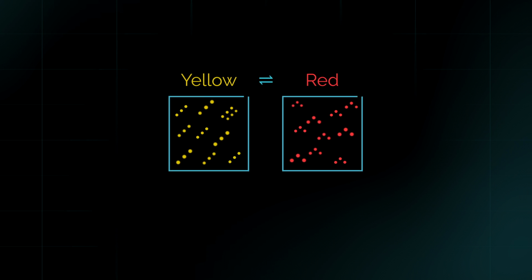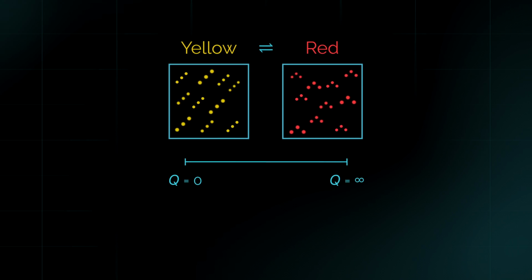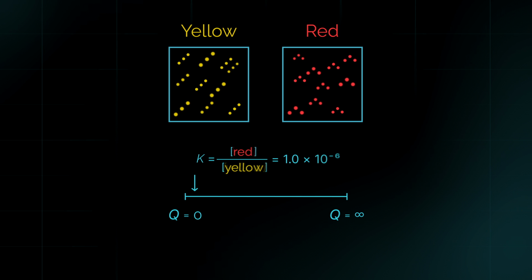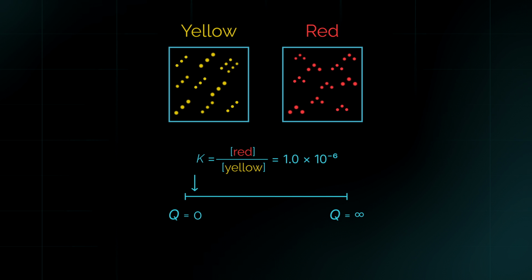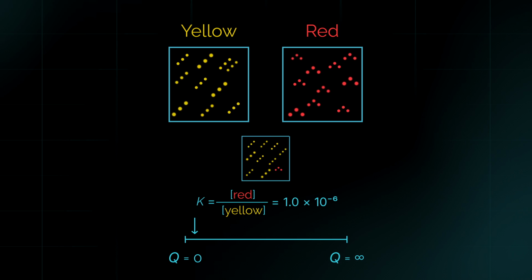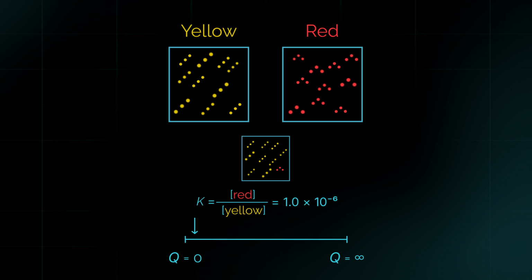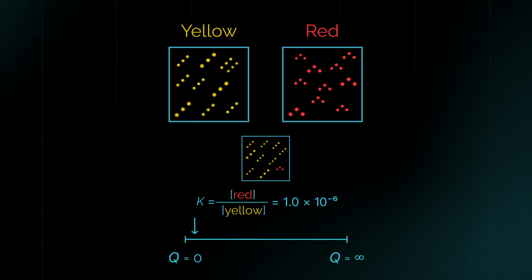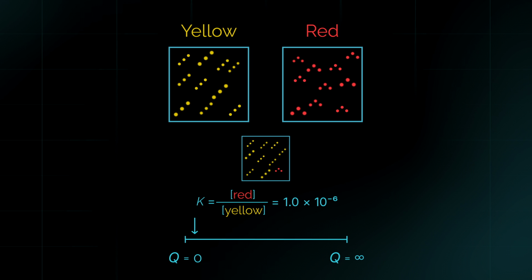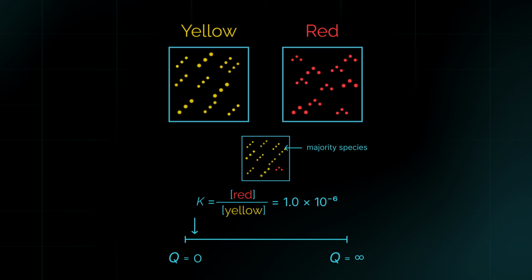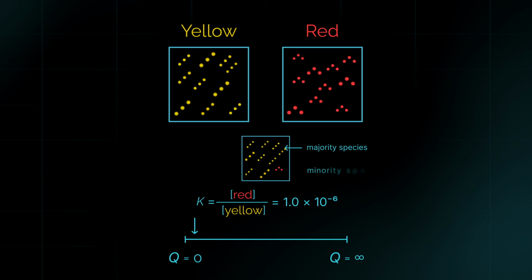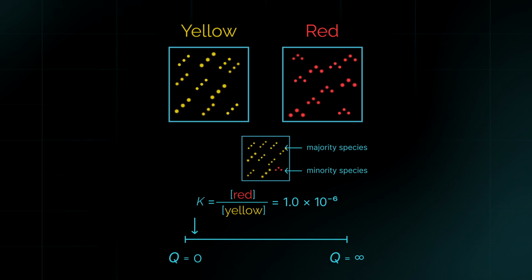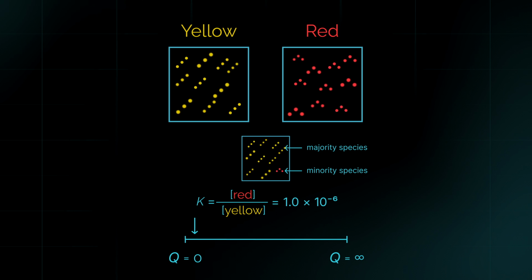Let's consider this reversible reaction where yellow molecules convert to red. If the equilibrium constant K is very small, say K equals 1 times 10 to the power of -6, then at equilibrium, the system will consist almost entirely of yellow molecules, with only a few red molecules mixed in. Visually, it might look something like this. That means the yellow molecule is the majority species. It dominates at equilibrium. The red molecule, on the other hand, is the minority species. There's only a tiny amount of it.